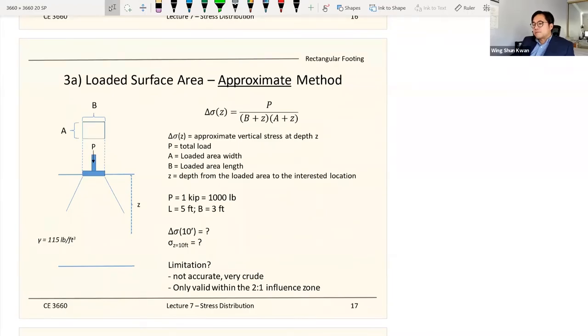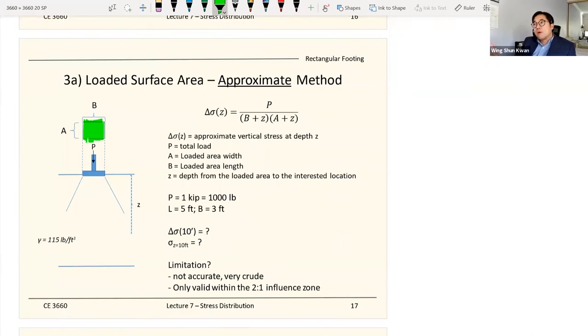Rectangular footings. So now, moving on, we do have a rectangular shape of a loading area. And why this becomes more complicated or more difficult now is because, compared with the circular footings, we just talk about the geometry of the two shapes, a circle versus a rectangle.